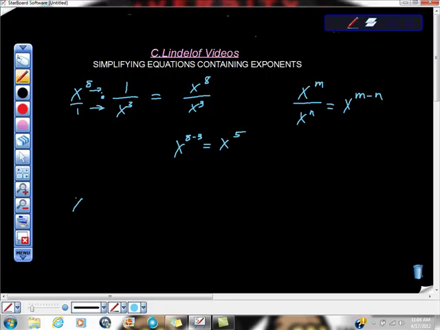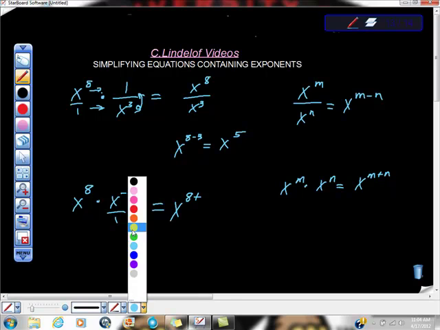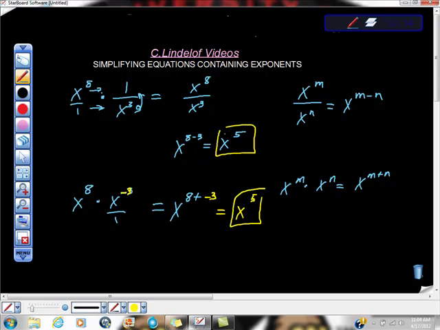The other way we could do it is to say this is x to the 8th, but another way to express 1 over x to the 3rd would be x to the negative 3rd over 1. What I did here is I just took the reciprocal, flipped that over, and created a negative exponent. Then x to the m times x to the n is equal to x to the m plus n. So we'd have x to the 8 plus negative 3, which is equal to x to the 5th. So two ways to get to exactly the same answer.